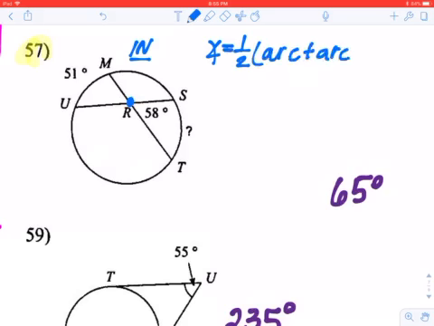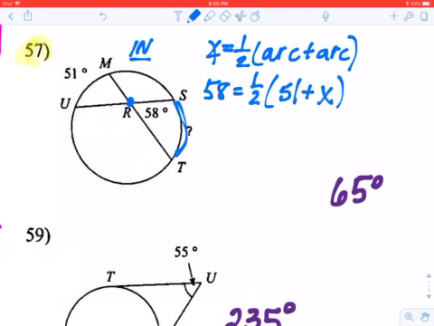of arc plus arc. It's a little different though because I'm actually given the angle, 58. So I'm going to put that here. And I'm trying to solve for this missing arc. So I'm going to say 58 equals 1/2 of one arc, so 51, plus, we don't know the other one, let me call it x. Right? Okay. Now I want to get rid of this 1/2, so easily I can just multiply both sides by 2.